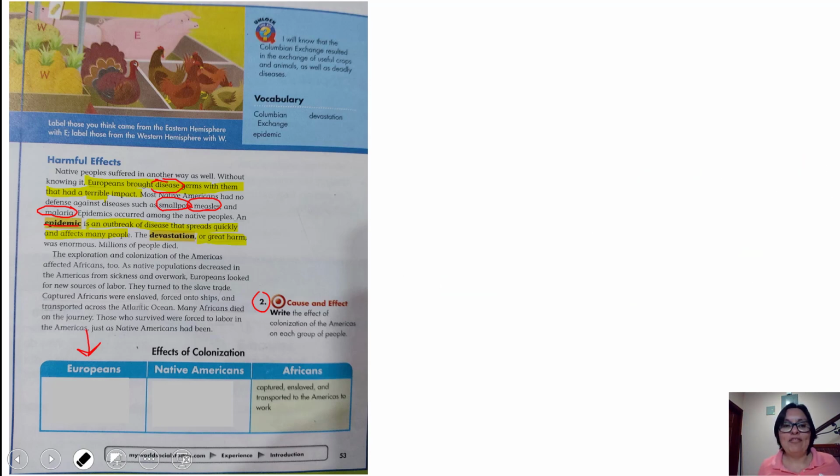And what was the effect for Native Americans? What happened to Native Americans because of colonization? Do you remember in the first page, page 52, we saw the effects. They were killed. They lost their land, their properties, and also they were forced to what? They were forced to work. Excellent. So let's answer also in here, what were the effects of colonization for Americans? And in here we have the effects of colonization for Africans. They were captured, they were enslaved, and transported to the Americas to work, but to work by force. So let's see if you answer correctly.